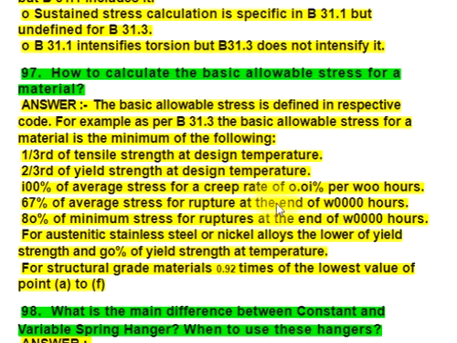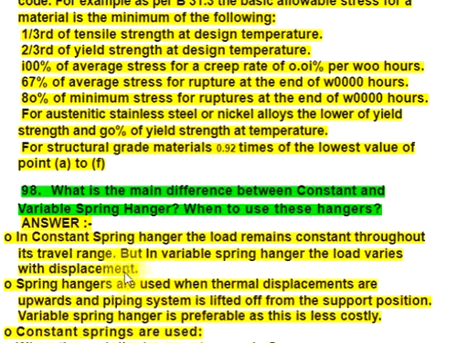67% of average stress for rupture at the end of 100000 hours, 80% of minimum stress for rupture at the end of 100000 hours. For austenitic stainless steel or nickel alloys, the lower of yield strength and 90% of yield strength at temperature. For structural grade materials, 0.92 times the lowest value of 0.2% yield.